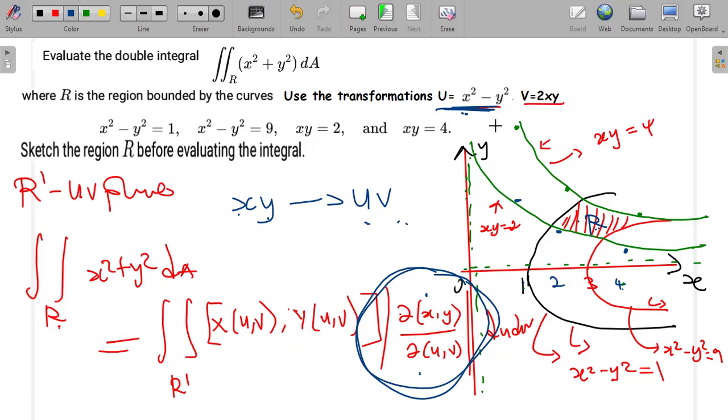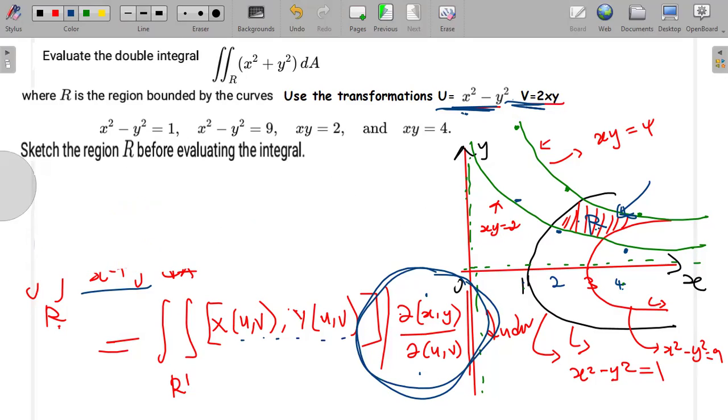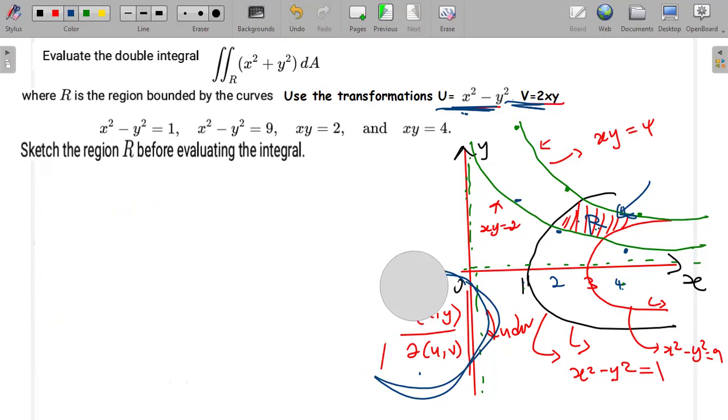And then using these same transformations, we are going to express this x squared plus y squared in terms of u and v. And once we do that, you see that our sketch for the region will be a simpler one than this one, which is complicated. And then we can evaluate our integral. So let's do that. Let's find the Jacobian.